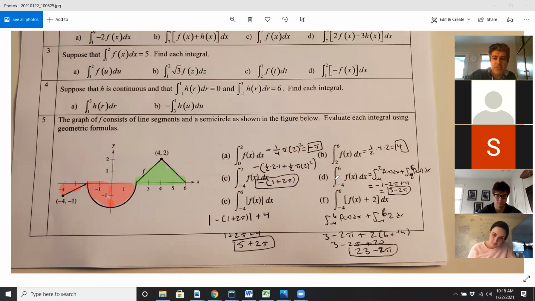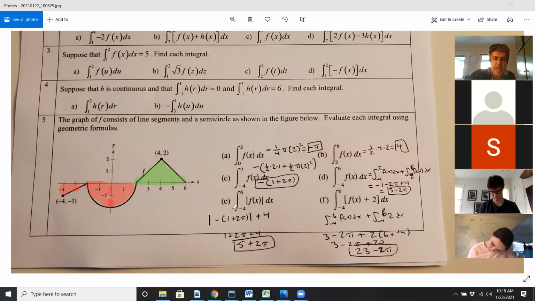D is just combining B and C, right? The red and the green regions. The red region was -1 minus 2 pi, or negative parentheses 1 plus 2 pi. But I distributed the negative, so I made -1 minus 2 pi, and then adding 4. Combine like terms, you should get 3 minus 2 pi.